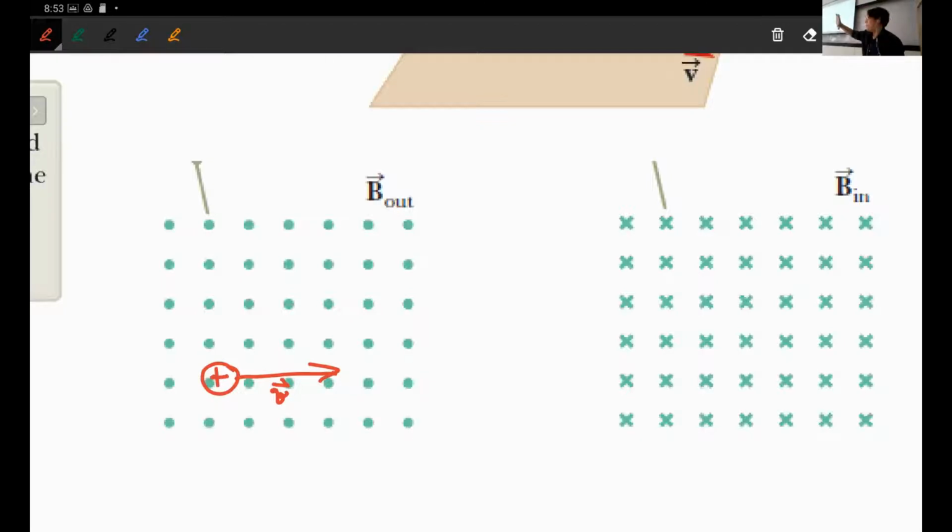Okay, cool. Forefinger, curl outward, right? Because toward the B that's out of the page. So your thumb is pointing down. So this will give you the force pointing down.